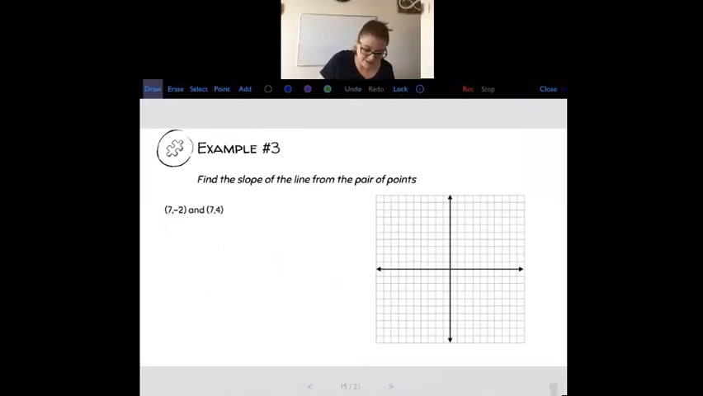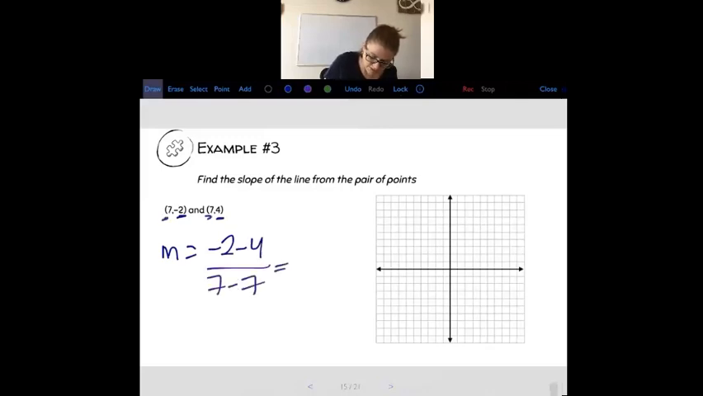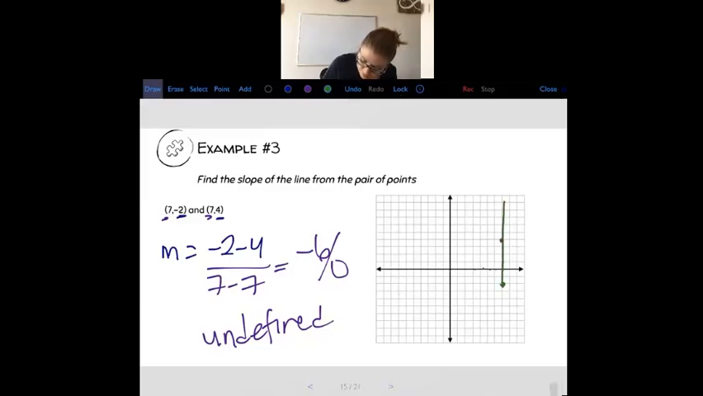Looking at this one here, 7, negative 2, and 7, comma 4. So we use our slope form, negative 2 minus 4 over 7 minus 7. And so the top is negative 6. When you divide by 0, that's when it's undefined. Okay, and I do want to draw this one so you can see the line. So 7, negative 2, 1, 2, 3, 4, 5, 6, 7, negative 2, and 7, 4. 1, 2, 3, 4. So these 2 points would make a line.